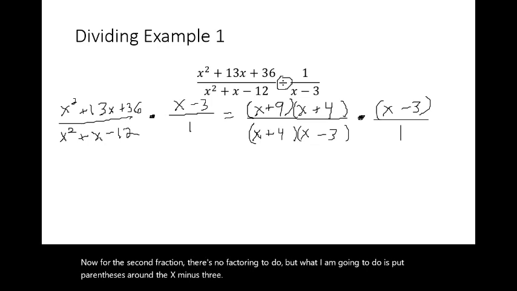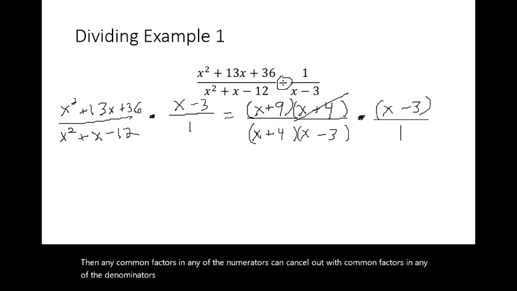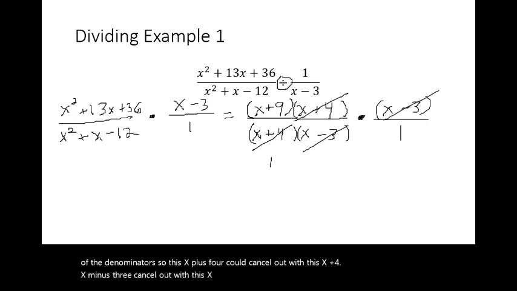Then any common factors in any of the numerators can cancel out with common factors in any of the denominators. So this x plus 4 can cancel out with this x plus 4. X minus 3 can cancel out with this x minus 3. And that looks like it's it.